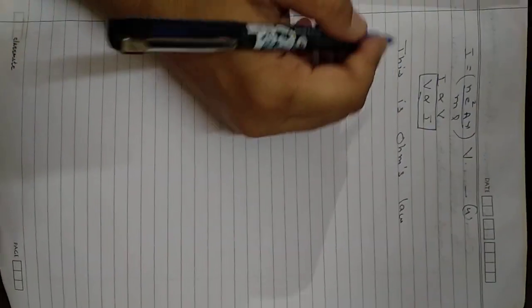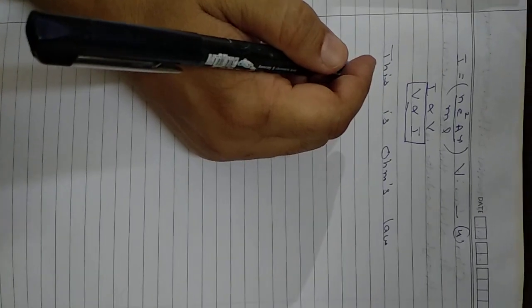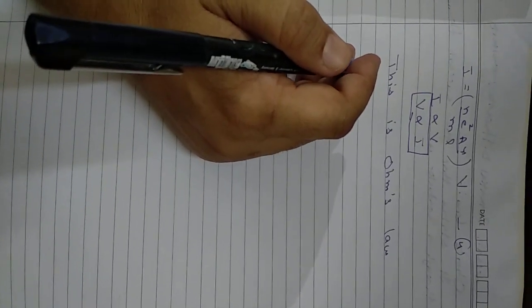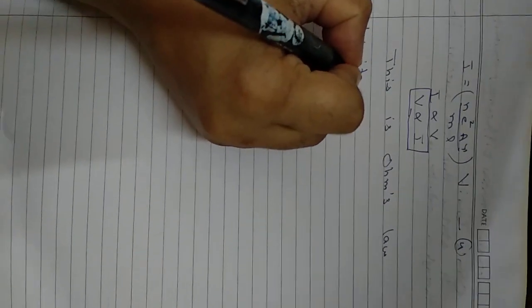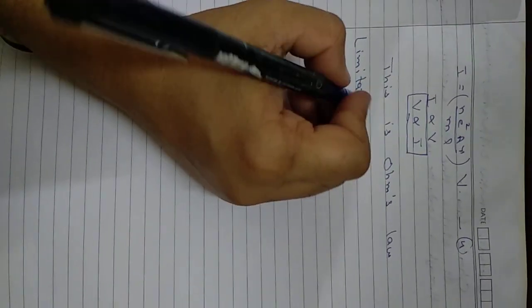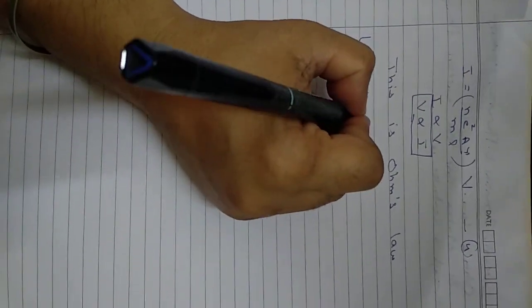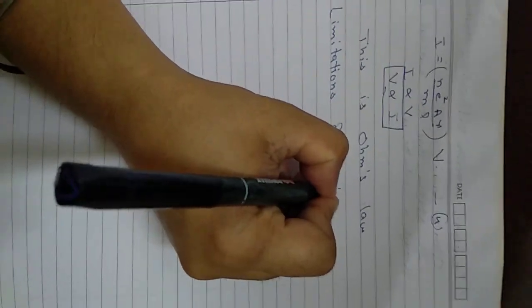Ohm's law, V is proportional to I. The conductors that obey Ohm's law are called ohmic, while there are others that do not obey Ohm's law. That means there are certain limitations of Ohm's law. It is not that every circuit obeys Ohm's law. So, what are the limitations of Ohm's law?